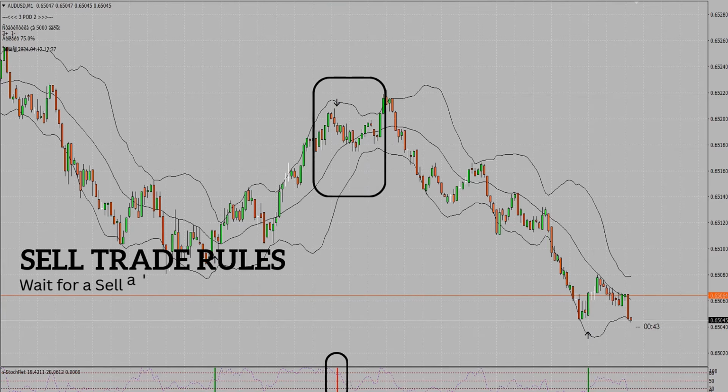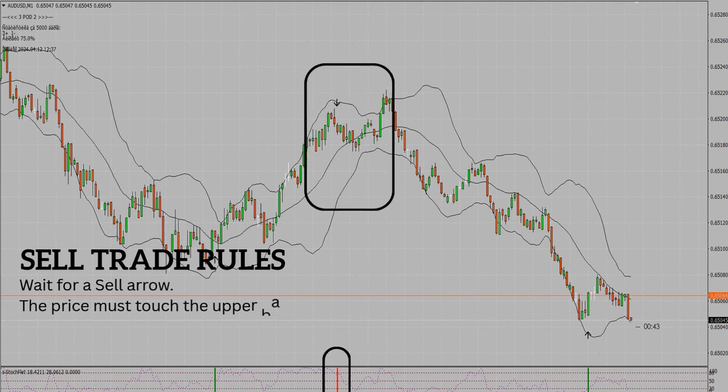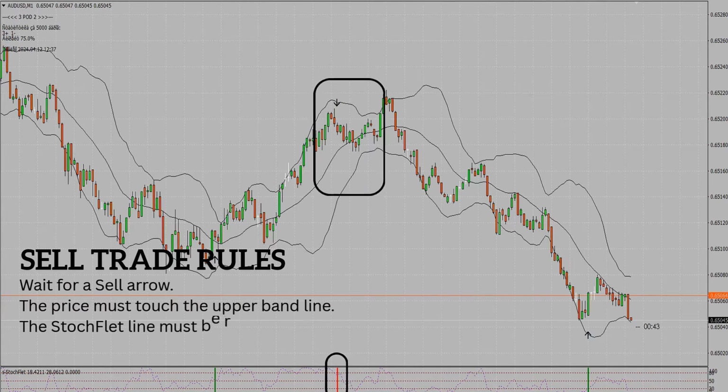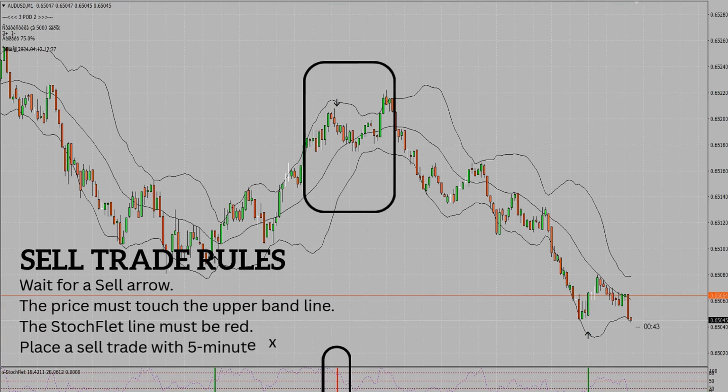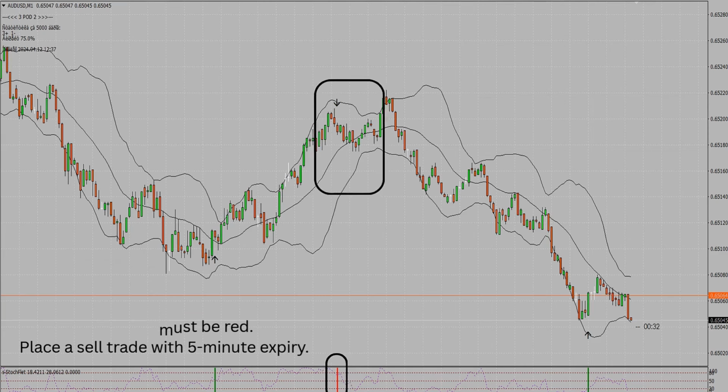Sell trade rules. Wait for a sell arrow. The price must touch the upper band line. The stock flat line must be red. Place a sell trade with 5-minute expiry.